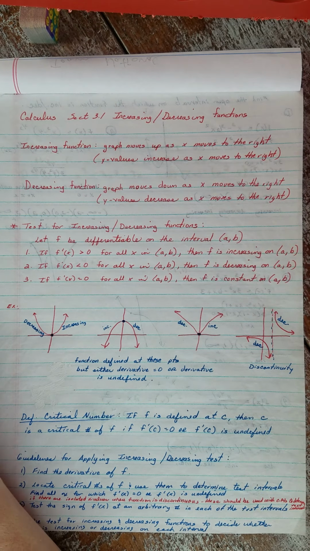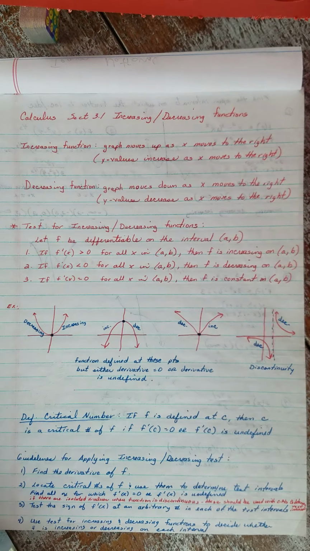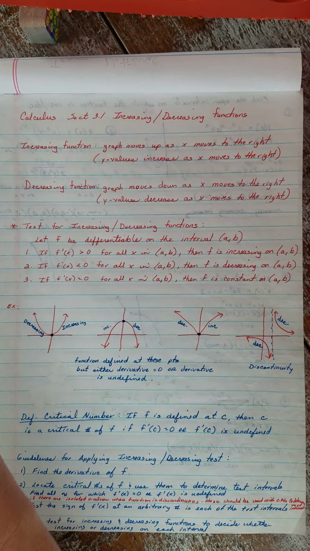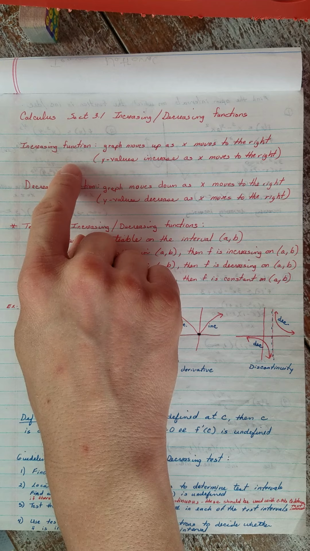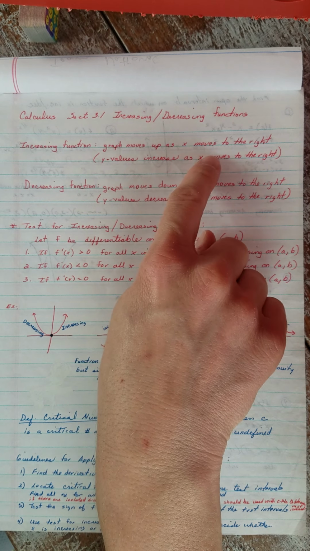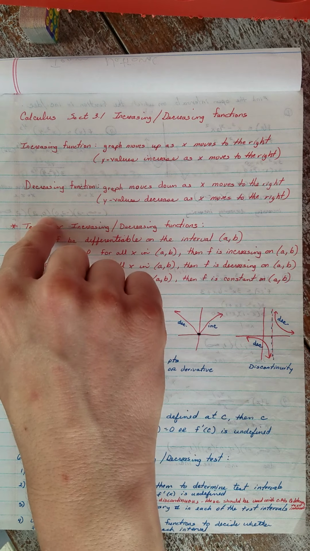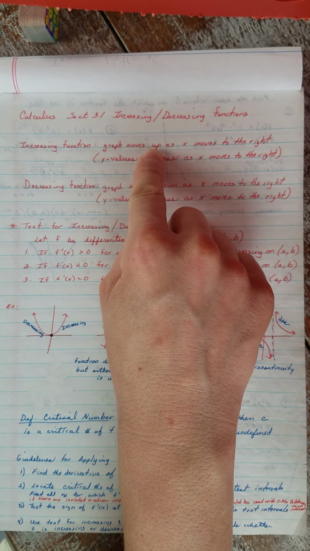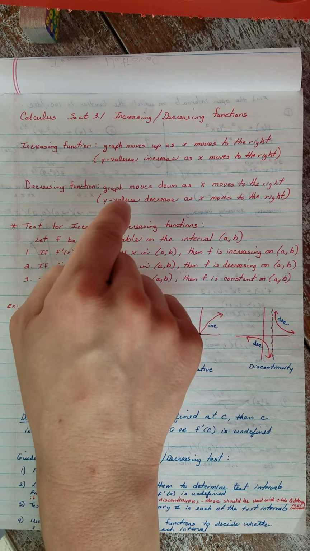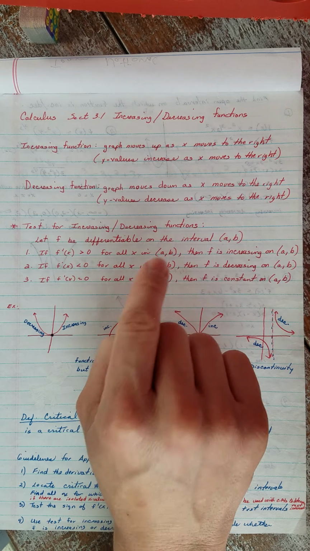So section 3.1 talks about increasing and decreasing functions. So literally what that means, an increasing function is just simply a function whose graph moves up as x moves to the right. So literally that's a graph that's going up from left to right. That's what we categorize as an increasing function. And then a decreasing function is just the opposite of that. It's a graph that's going down from left to right.